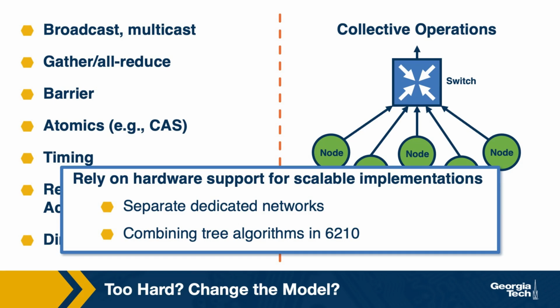In some cases, this is as extensive as actually including a separate dedicated network. For instance, in some of the high-end high-performance computing systems, it's not uncommon to find dedicated networks specifically implemented for some types of collective operations. One example you may remember in CS6210, we talk about the tree combining algorithms for barrier implementations, and there are some high-end systems that provide support for them in the interconnect itself.